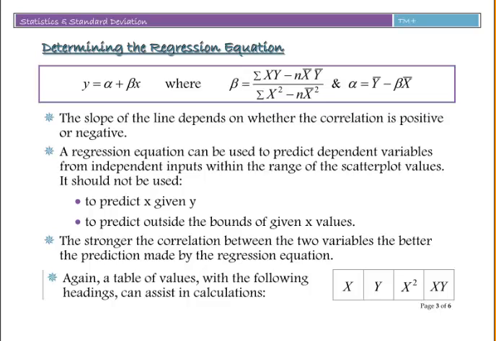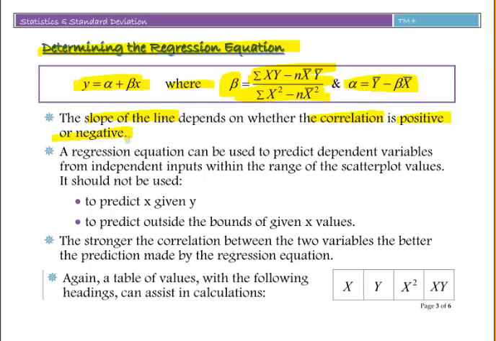Determining the regression equation. Now if I have y equals alpha plus beta x, where beta is given by this formula here, and alpha is given by this formula here. Okay, the slope of the line depends on whether the correlation is positive or negative.